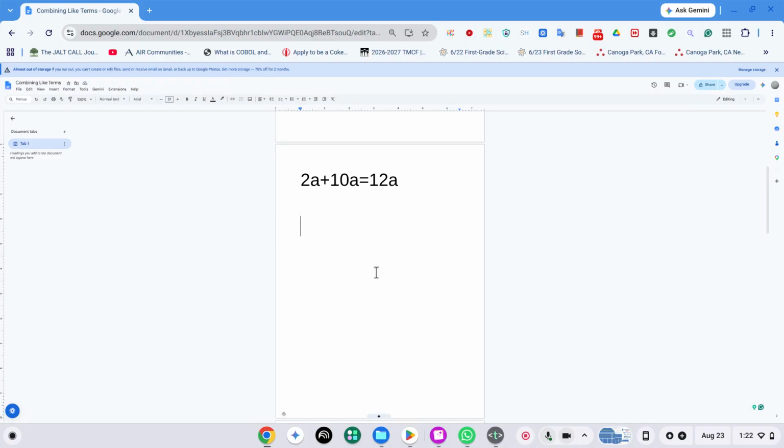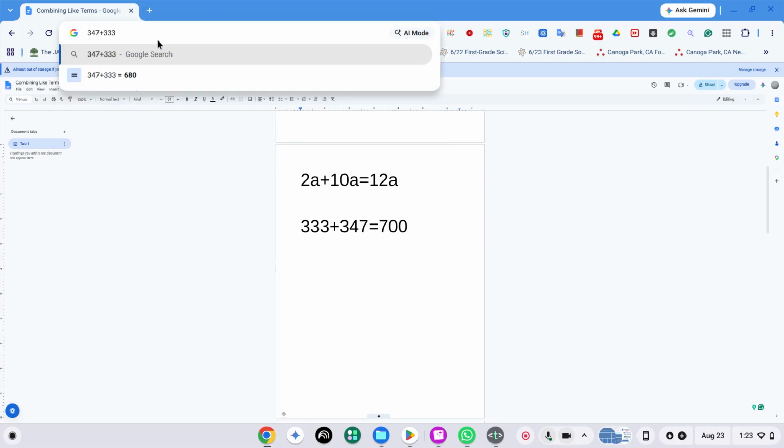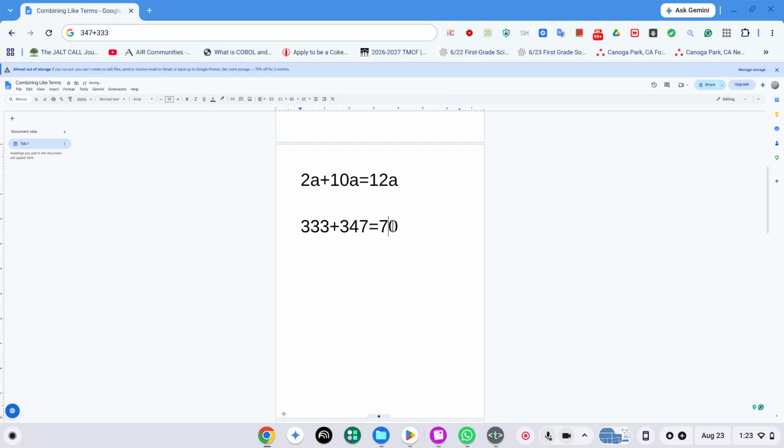So something as complex as 333 plus 347, let's just do the math on paper. That shouldn't be 700. Sorry, 680. My bad. 680. Made a little mistake there.